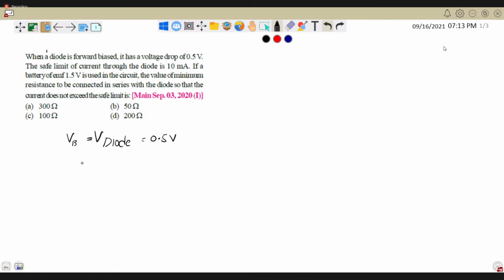So what is your applied voltage? 1.5 volts. When this is connected, what is your V net? 1.5 minus 0.5, 1 volt. 1 volt will be your net voltage applied to the diode. The safe limit of current through the diode is 10 milliamperes. So R is equal to V by I, which is 1 divided by 10 into 10 to the power minus 3 amperes. R is equal to 100 ohm.